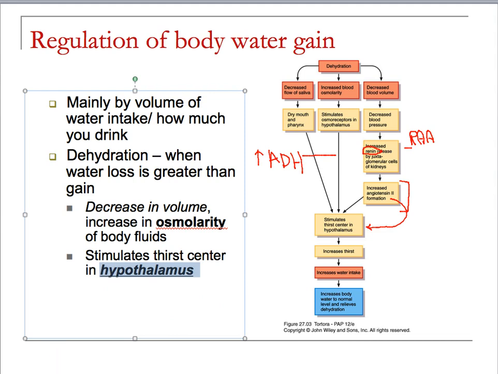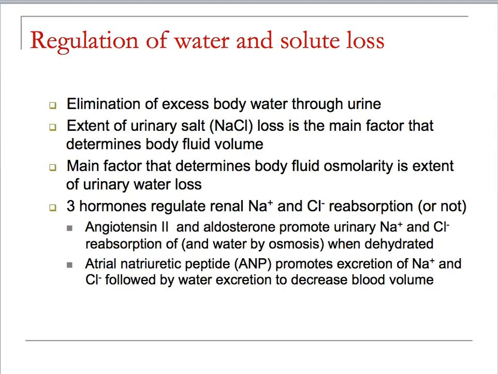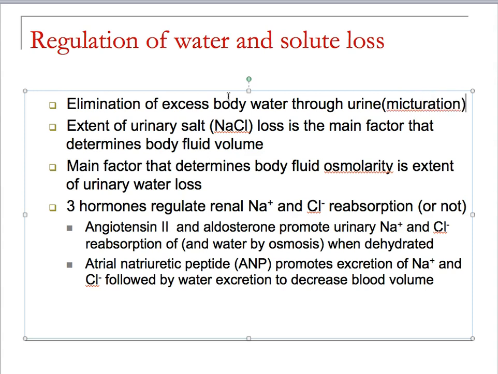Let's get rid of that cartoon. Let's go over here. So how do we regulate it? Well, obviously, elimination of excess body waste is going to be through micturition. Let's throw that big fancy word in there. Micturition, which is peeing. Okay? And to the extent of urinary salt is the main factor that determines blood volume.